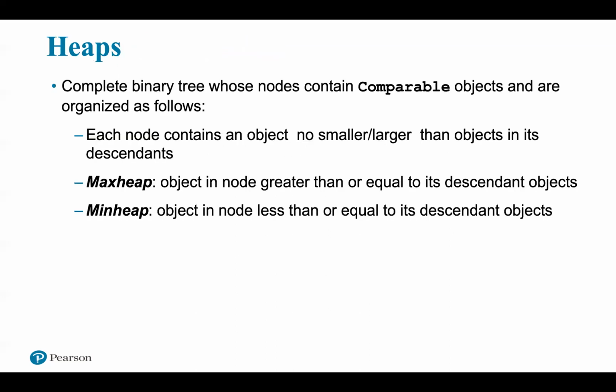Okay, for heaps, let's talk about definitions. A heap is a complete binary tree whose nodes contain comparable objects and are organized as follows. Each node contains an object that is no smaller or no larger than the objects in its descendants. In a max heap, the object in a node is greater than or equal to the objects in the node's descendants. In a min heap, the relationship is less than or equal to. And so we're showing that on the slide.